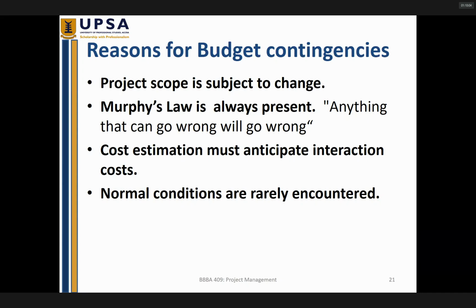Then we have the final one: normal conditions are rarely encountered. In other words, we need contingency budget because ideal conditions do not exist. The budget is prepared on the assumption that ideally, all things being equal, this is what will happen. But you and I know that ideal conditions don't exist, and hence we always need budget contingencies to cater for the unexpected.